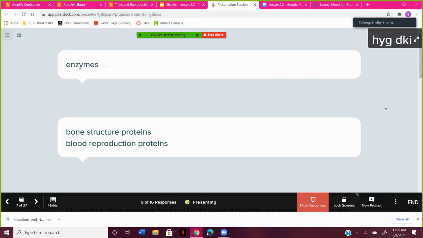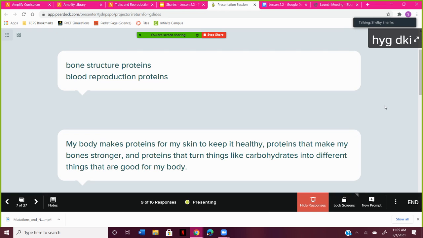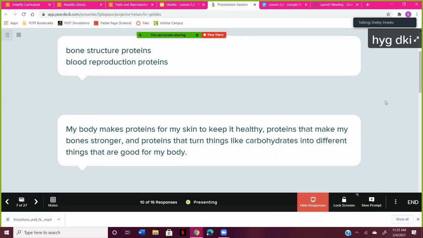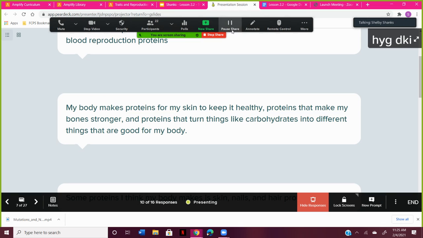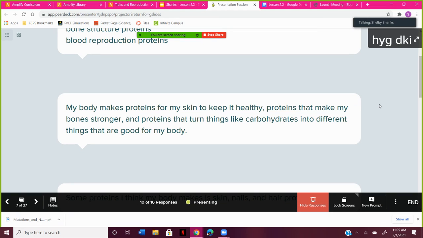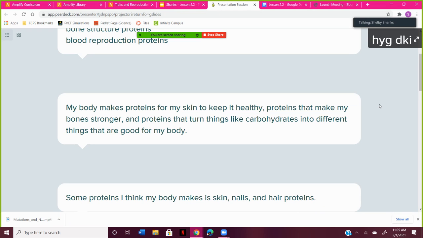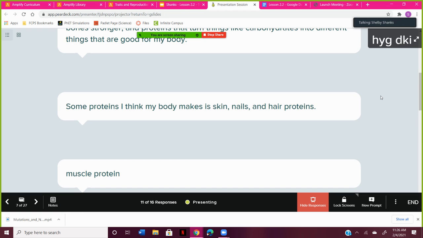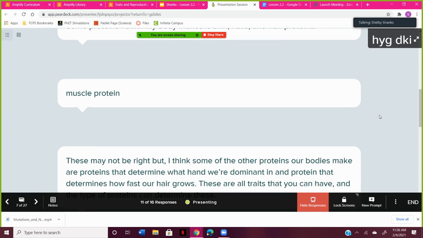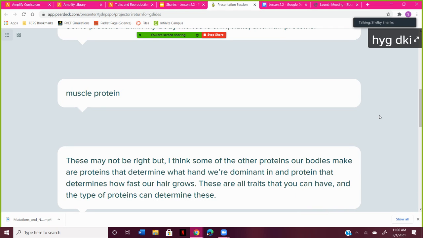Okay, what do you mean, enzymes? Blood structure, that's a good one. So blood reproduction. If you lose a lot of blood, hopefully it recirculates and you get some more. Your body makes proteins for your skin to keep it healthy. You have proteins that make your bones stronger, proteins that turn things like carbs into different things that are good for your body. Your hair, skin, and nails. Muscle proteins. We were looking at something last week, that a muscle in your thighs or your legs made you run faster.